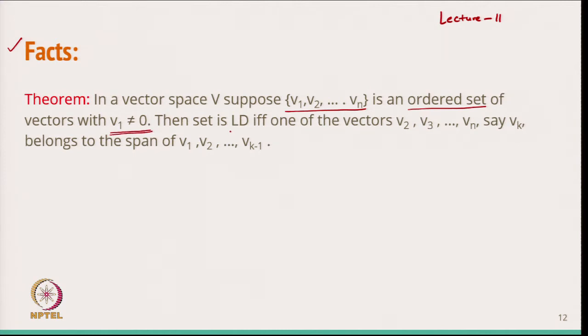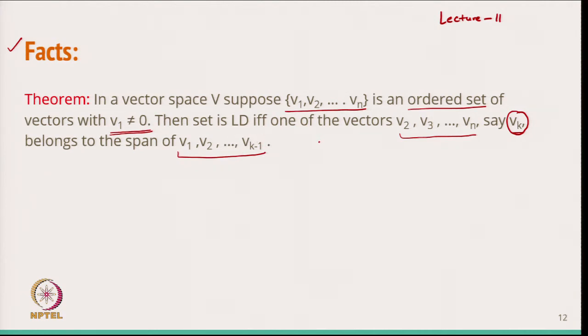Then the set is linearly dependent if and only if one of the vectors, say Vk, belongs to the span of the vectors V1, V2 up to Vk minus 1. It means the vector Vk is a linear combination of the previous vectors V1, V2 up to Vk minus 1. That is what we are going to discuss.